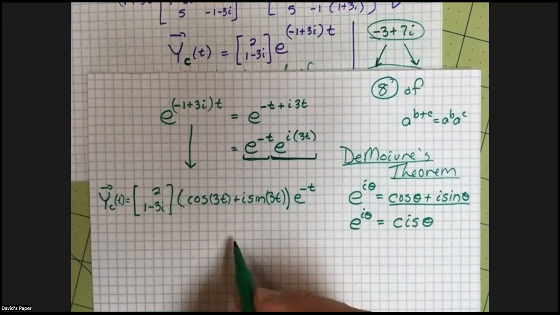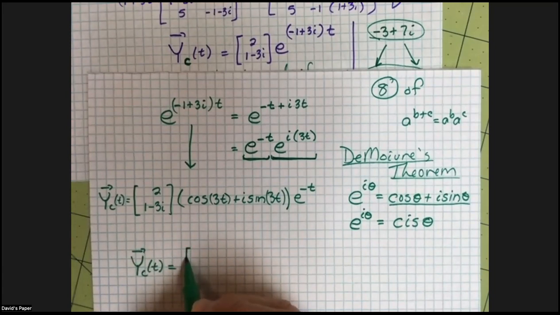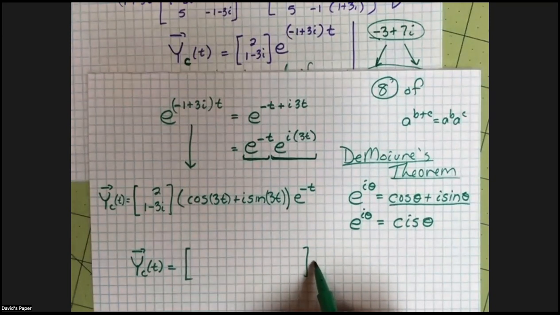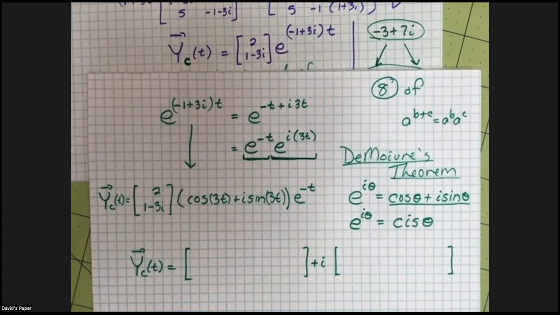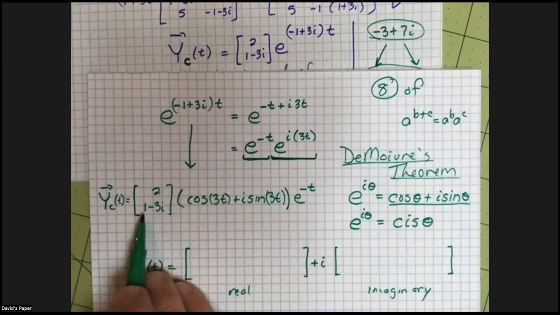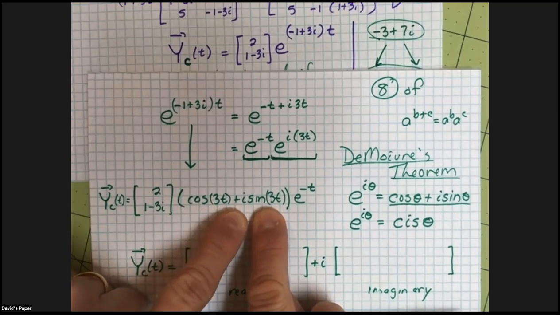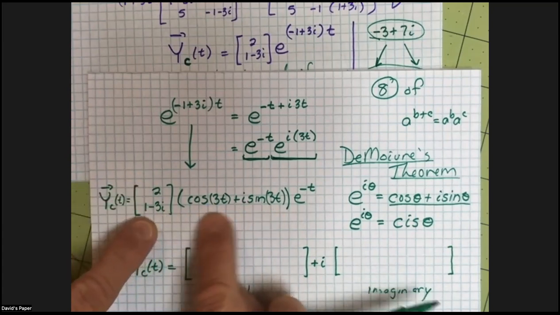Now this, and here's the part where you've got to concentrate, is going to be split into two big ugly functions. Because let's think about this carefully. When you multiply two complex numbers, all you do is create another complex number. And every complex number has a real part and an imaginary part. So this 2 is a complex number, 2 plus 0i. This 1 minus 3i is a complex number. This is a complex number: cosine 3t plus i sine 3t. These are just three complex numbers that I'm going to multiply.